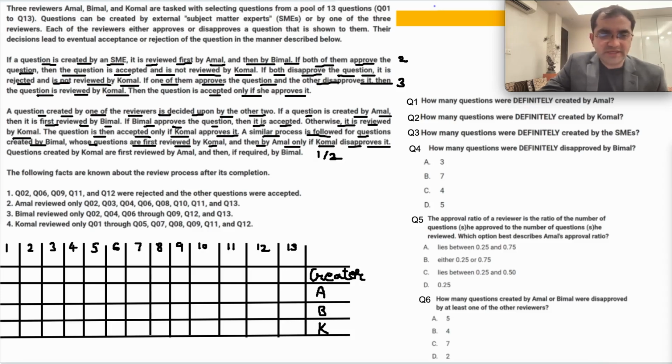Question number 1 says that questions 2, 6, 9, 11, 12 were rejected. So here we write R. 2, 6, 9, 11, 12 were rejected and other questions were accepted. So we write A on the rest. Other questions get an A.